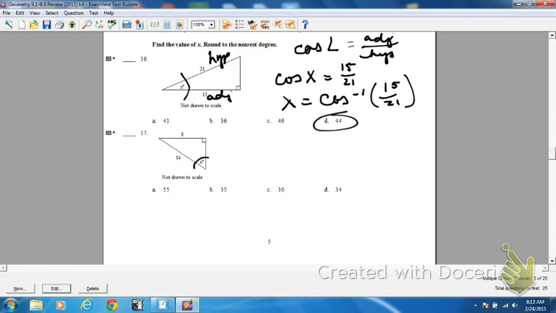17, same kind of problem, except we have opposite and hypotenuse. So this time we're going to use sine. Sine of the angle equals opposite over hypotenuse. And because you're going to want to find the angle, you're going to use inverse sine for that one. And number 17 is 35.